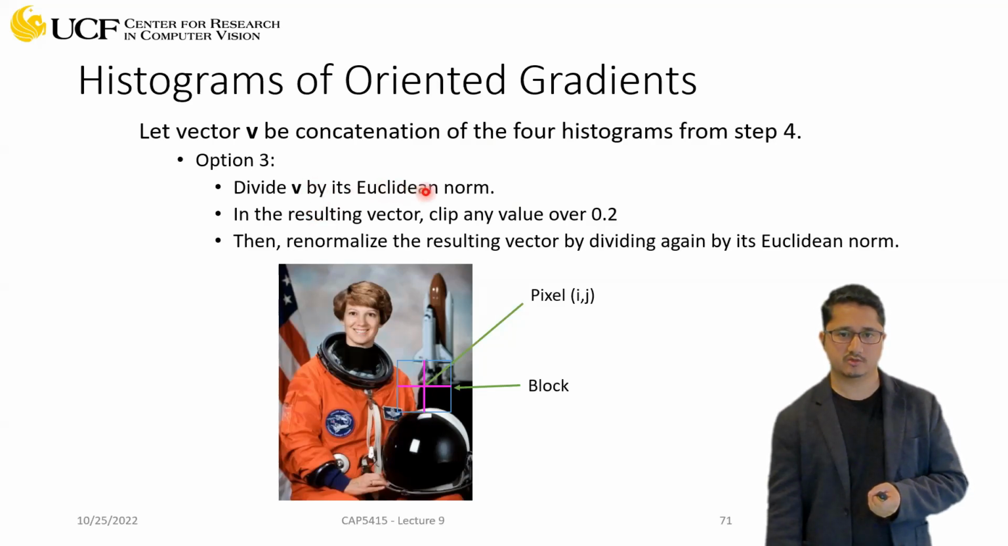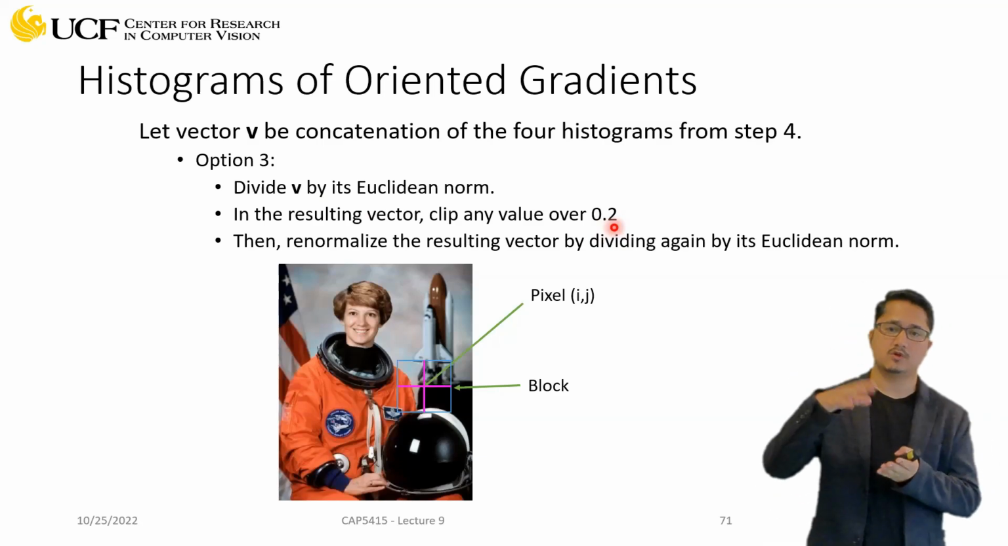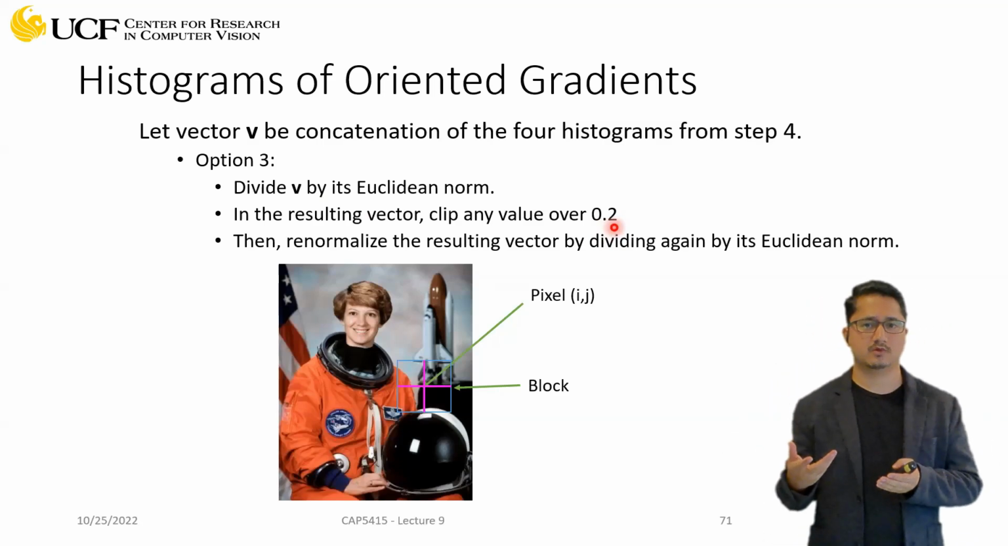So first you divide by Euclidean norm, which was like the first option you had. And then what they try to do is, if any value in that vector is greater than 0.2, they will just clip it to 0.2. Okay. So then the idea is, even after normalization, you are performing a second step of normalization.